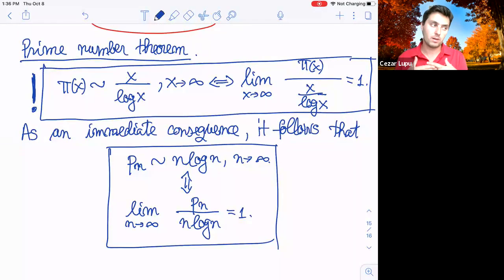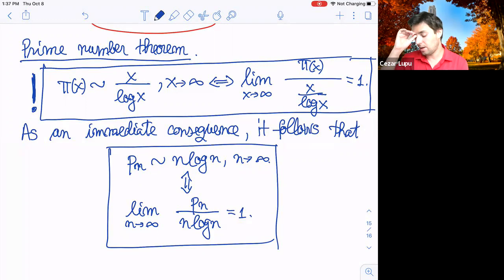This prime number theorem was empirically observed by Gauss, who said that this pi of x behaves asymptotically, is asymptotically equivalent with some logarithmic integral, whatever, and that logarithmic integral is equivalent with x over log x. But it wasn't proven by Gauss. It was proven by two French mathematicians, de la Vallée-Pouzin and Jacques Hadamard. They used complex analysis to prove this.